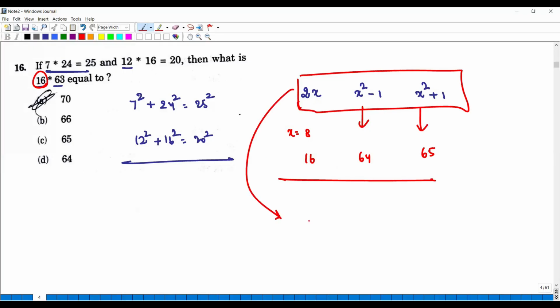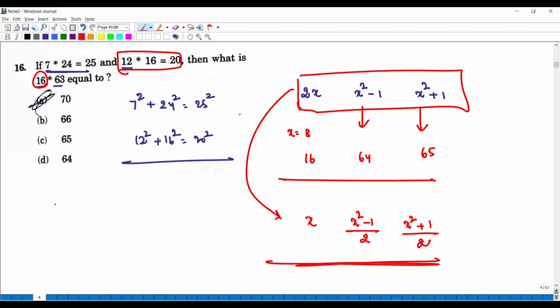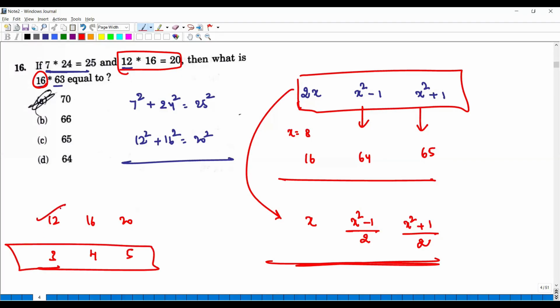This one and the other one is x square minus 1 by 2, x square plus 1 by 2, apart from the multiples. If you look at 12, 16 and 20, if you divide it by 4, it will be 3, 4, 5. So this is the original triplet, and this one is just a multiple of it. So our answer is 65 based on this formula. That's a very simple one, a very simple coding.